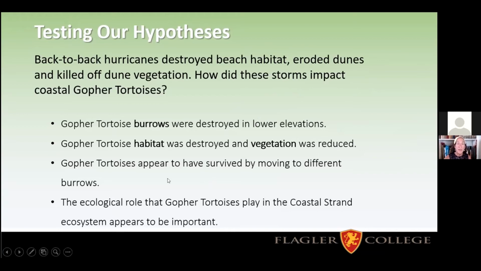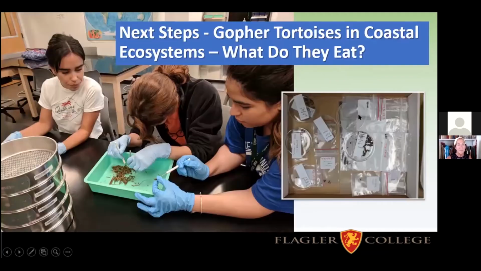It appears that because we didn't have a lot of loss in sheer number of gopher tortoise burrows, they might have survived the loss of burrows at lower elevations by moving to different burrows at higher elevations on the dunes. And I want to talk about the ecological role more in an upcoming slide, because that's more of how we interpret all this, and what we found that was beyond the scope of this particular study. But these are the take-home messages: we've got some impacts for sure, as we would have expected and predicted in our hypotheses from the hurricanes, and we know what those impacts were.